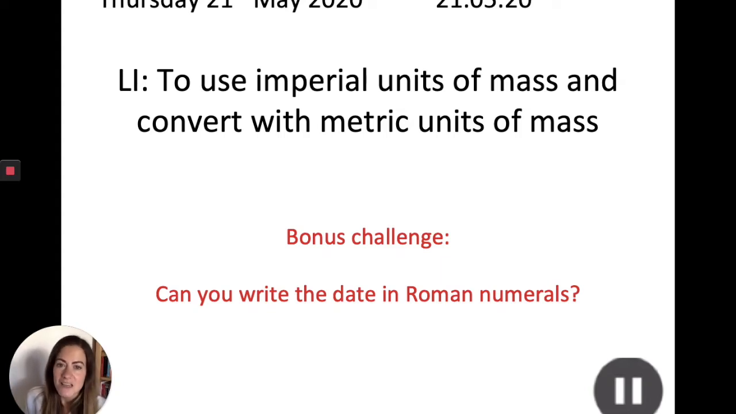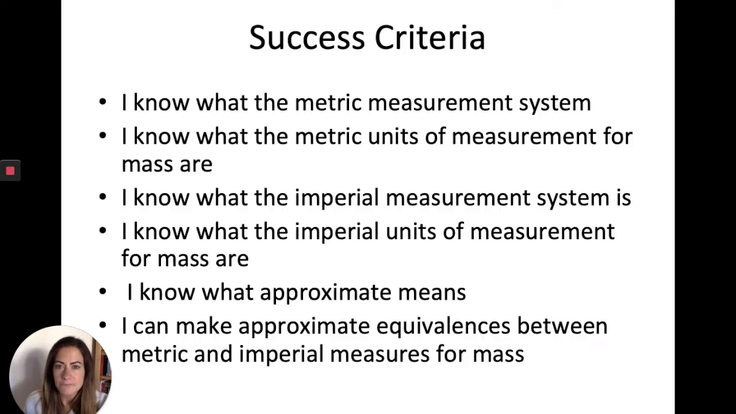Here is your date and LI, so short date here. LI, just like we just talked about, using imperial units of mass to convert with metric units of mass. And the bonus challenge, write the date in Roman numerals. So pause, press play when you've got that written down, and we will carry on.